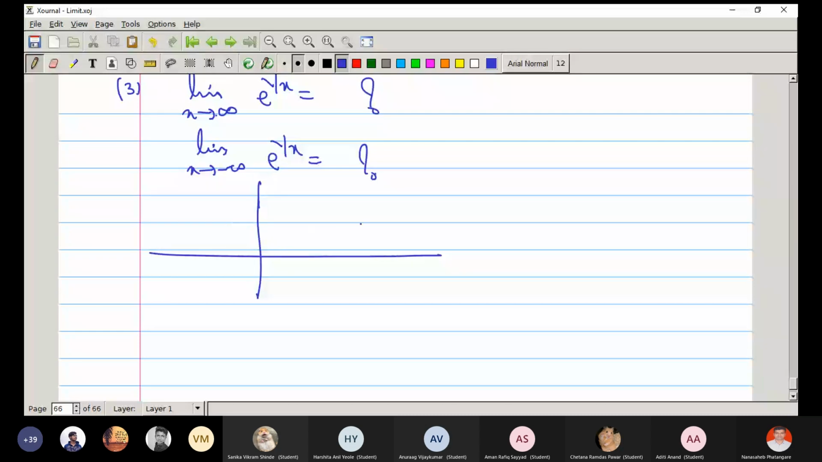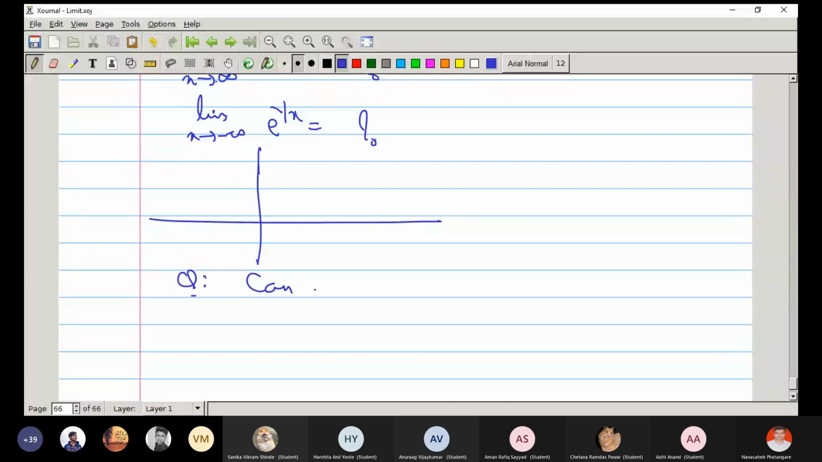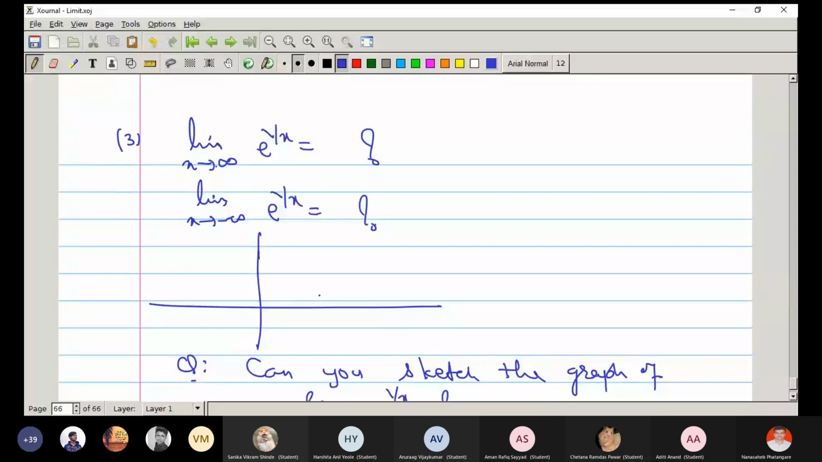So, can you sketch the graph of f of x is equal to e raised to 1 by x? What is the nature of the function near 0? If you approach from the left side, it is tending towards infinity. That is what we saw. If you approach from the right side, it tends towards 0. That is what we saw. And I am giving you a hint: the nature of the graph is like this for this function, not horizontal, but like this.